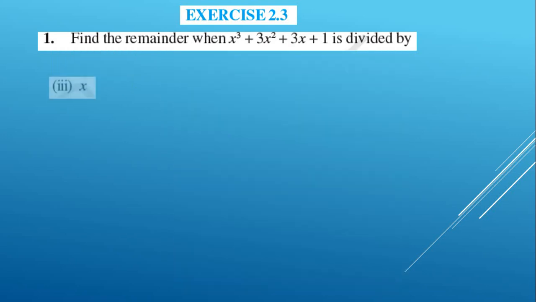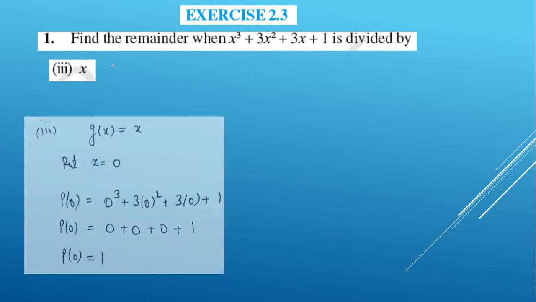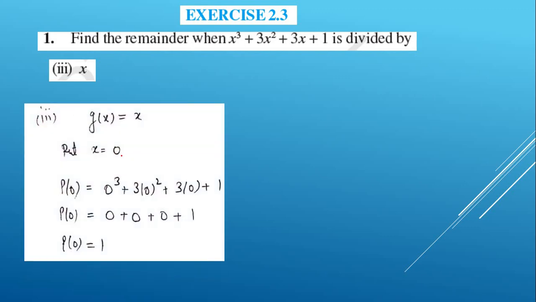Next, the third part of this question: here we have the divisor polynomial as x. So you will put the divisor polynomial equal to 0, and you will get x equal to 0 simply. So when you divide this polynomial by x, you will get the remainder by putting x equal to 0. So x equal to 0 I substituted here. You will get 0 cube plus 3 into 0 square plus 3 into 0 plus 1. So this will give you the value 1. So the remainder is 1.